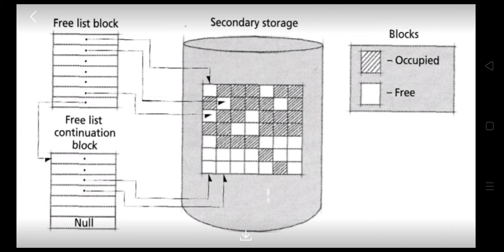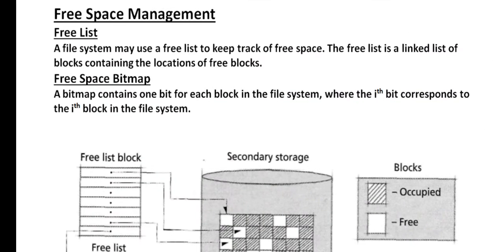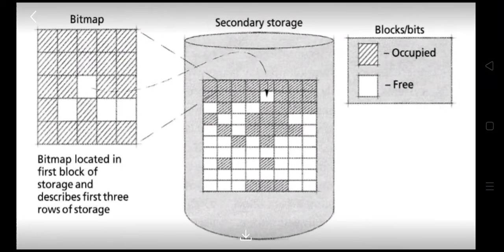Now another common method for free space management is the bitmap. You can see on the screen that a bitmap contains one bit for each block in the file system, where the ith bit corresponds to the ith block in the file system. In implementation, a bit in the bitmap is 1 when the corresponding block is in use, and it is set to 0 when it is not in use. That means 0 means it is free.